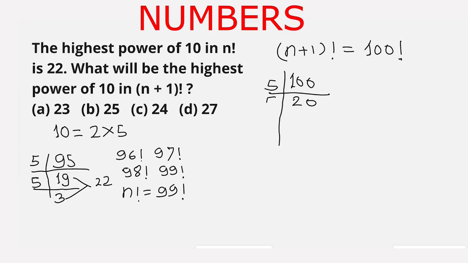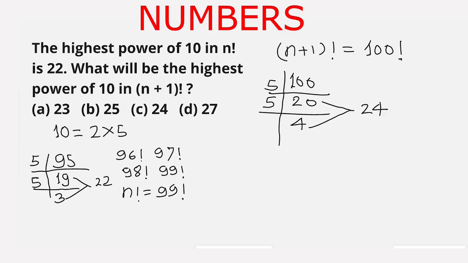We again divide 20 by 5, and 5 times 4 is 20. And now 4 is not further divisible by 5. So we add these two quotients. 20 plus 4 is 24. So the maximum power of 5 will be 24 in 100 factorial or n plus 1 factorial.